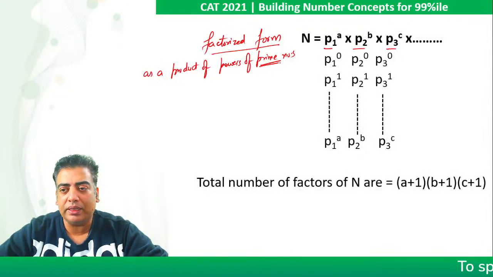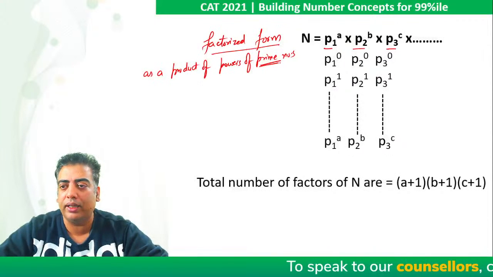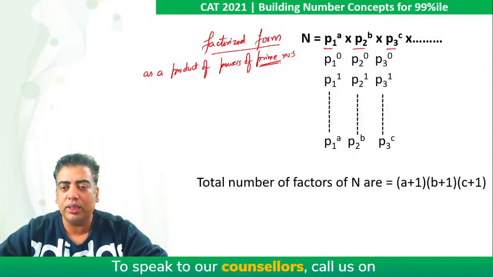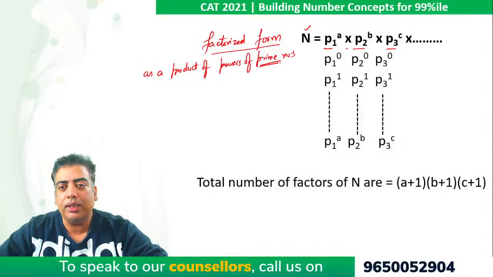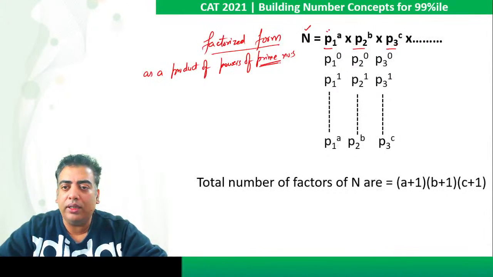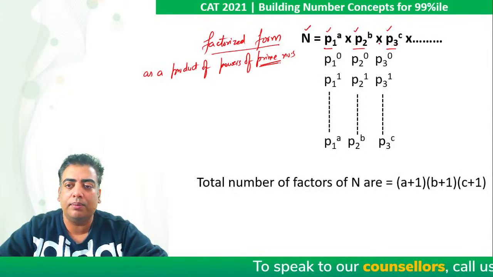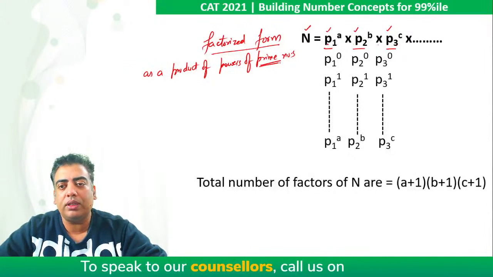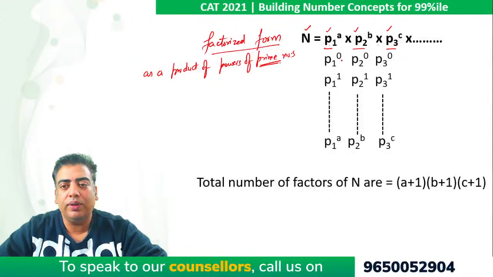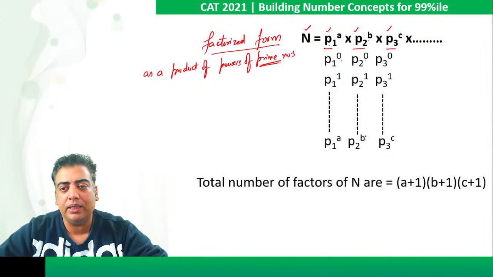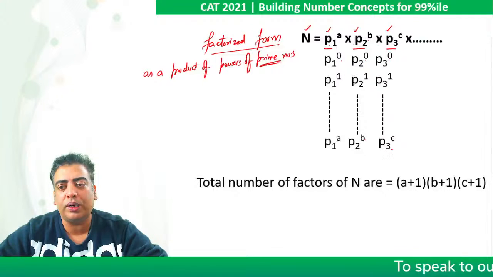Right, so this is a very basic term that we keep on using again and again, and everyone must adhere to it. When the given number is in factorized form, we just need to think: if I am required the total number of factors, what values which are powers of P1 or P2 or P3 can divide the given number? Can I say the powers of P1 that can divide the number will start with 0 and end with A. The powers of P2, P2 raised to power B, will start from 0 and end with B. Likewise in the case of P3 raised to power C.